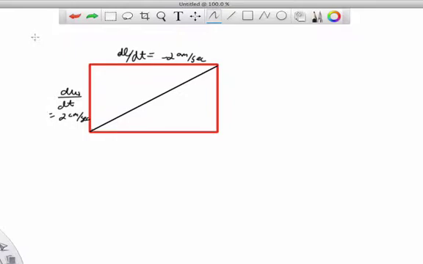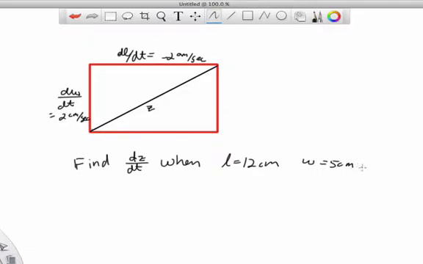So we're going to find, we're going to call this Z. So typically when we have some sort of diagonal, I like to call it Z. You can call it whatever you'd like. D is for diagonal or whatever, as long as you're kind of consistent. So we want to find the change in the diagonal. So I want to find dz dt when the length is 12 centimeters and the width is 5 centimeters. So that's the setup for this.